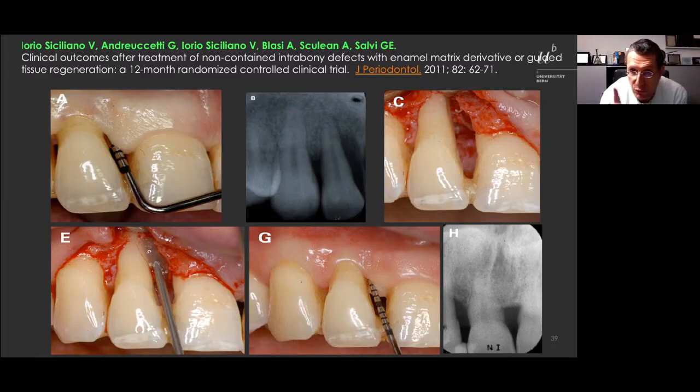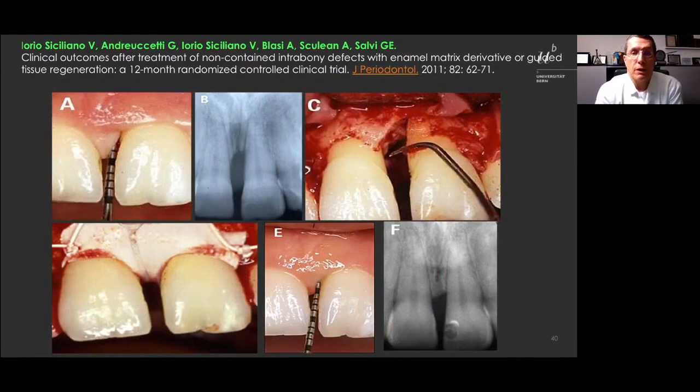So in this case, we used only EMD. So we opened up, cleaned the defect, placed EMD on the root surface, closed the flap. The healing is not so bad. We have a slight increase in soft tissue recession and also fill up of the defect in the intrabony component of the defect.